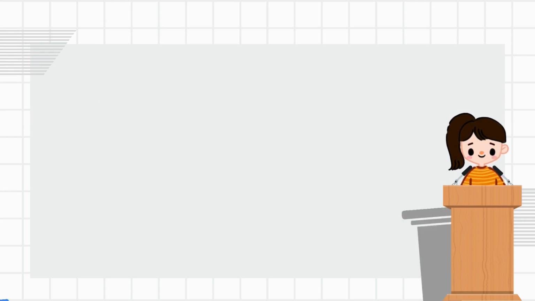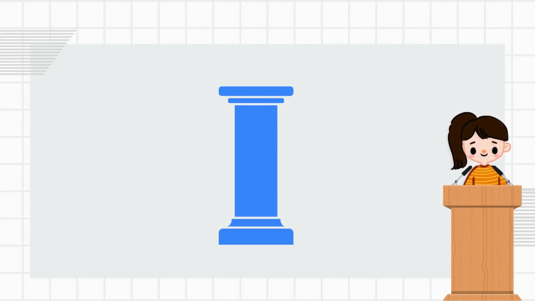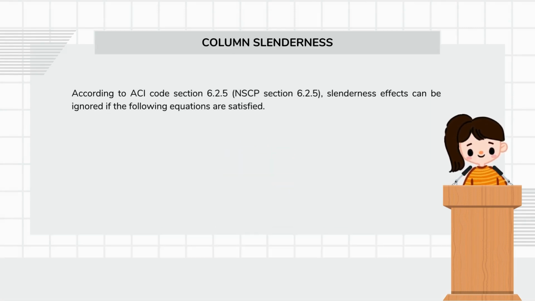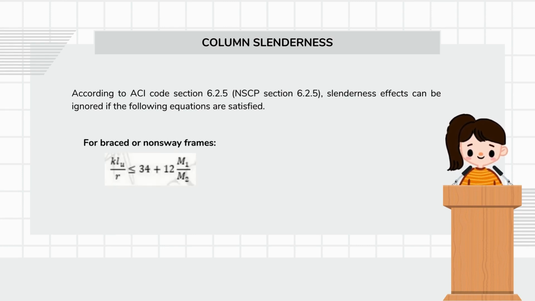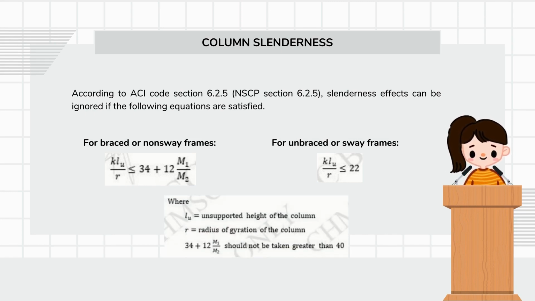In some other cases, most columns and structures are sufficiently short and stocky to be unaffected by slenderness effects. According to ACI Code Section 6.2.5, slenderness effects can be ignored if the following equations are satisfied. For braced or non-sway frames, klu over r is less than or equal to 34 plus 12 M1 over M2. For unbraced or sway frames, klu over r is less than or equal to 22, where lu is the unsupported height of the column, and r is the radius of gyration. And 34 plus 12 M1 over M2 should not exceed 40.